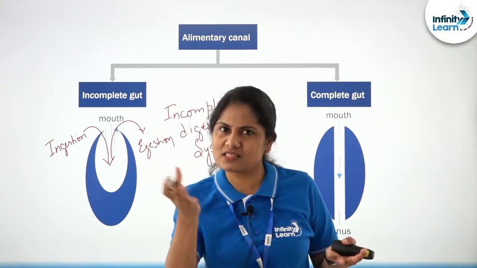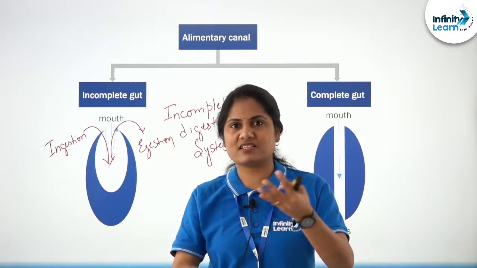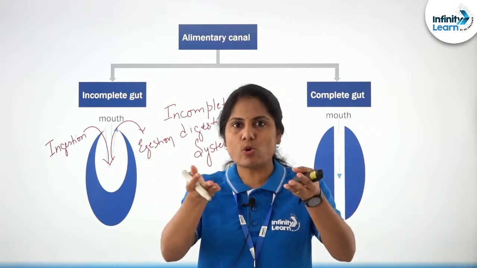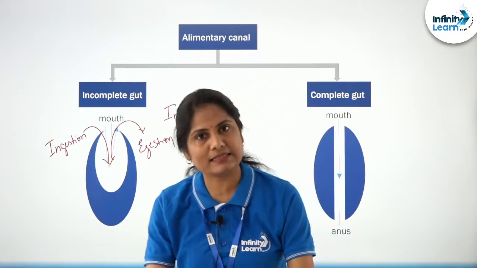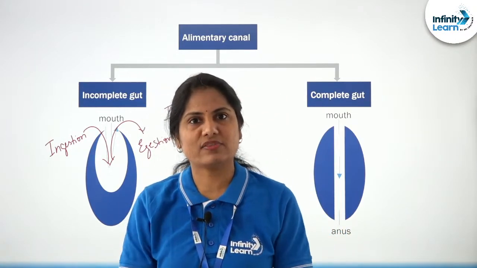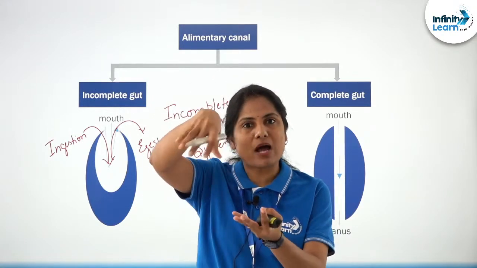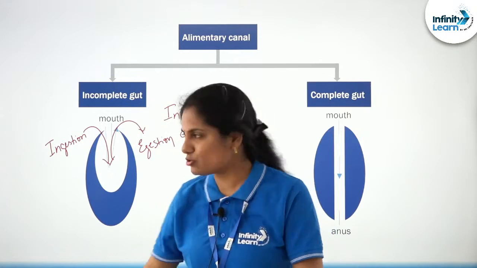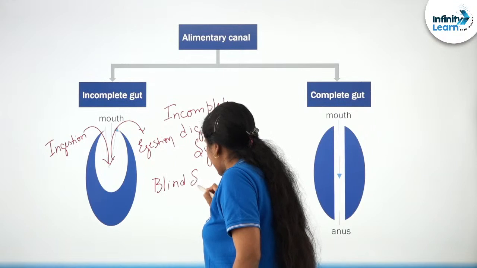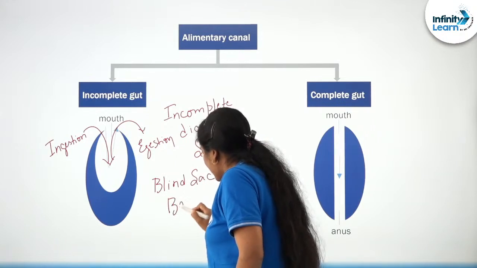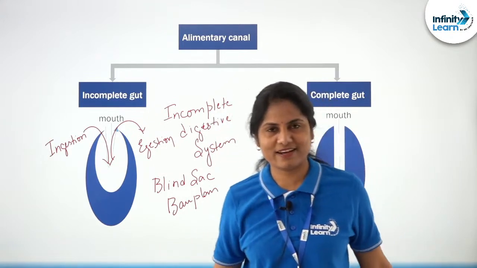You know your rice sacks that are in the kitchen, right? So there's rice that is poured in, whether it is wheat flour or rice, there's only one opening, right? You put in the grains or the flour into it and the other end is closed. What if the other end is also open, right? It's leaking away. This has only one opening. It's a blind sac. So this is also referred to as the blind sac bauplan. What do I mean by bauplan? Nothing but body plan, shortened form, right?